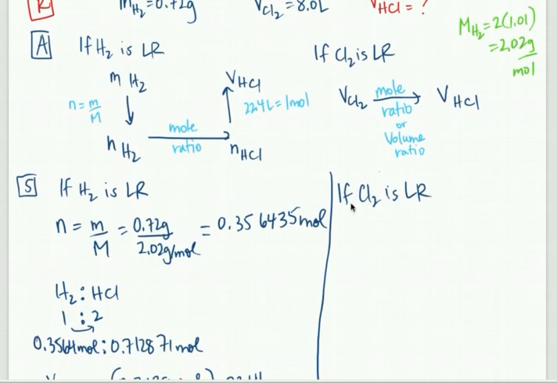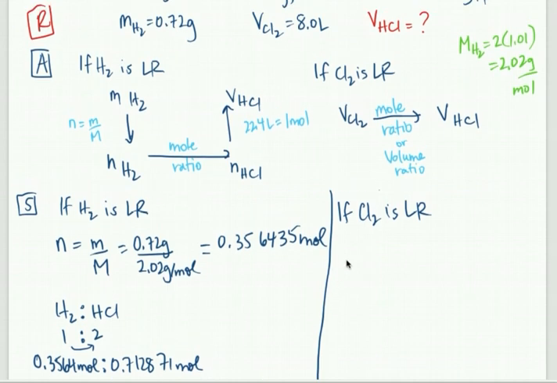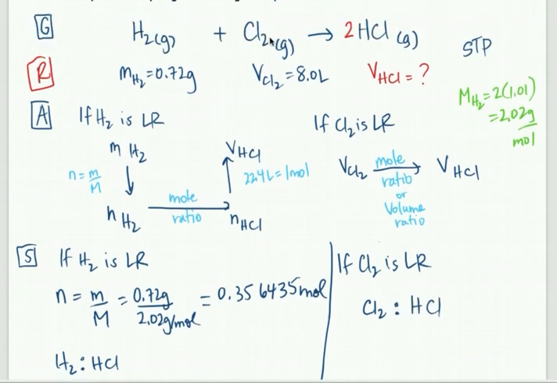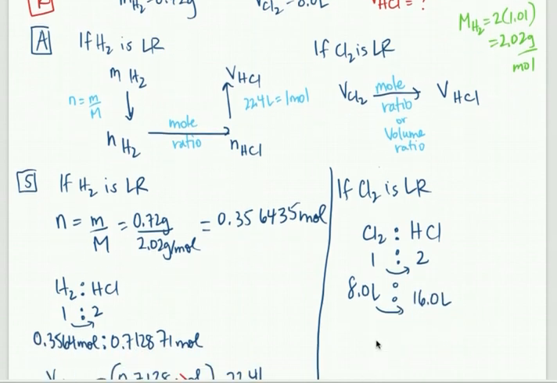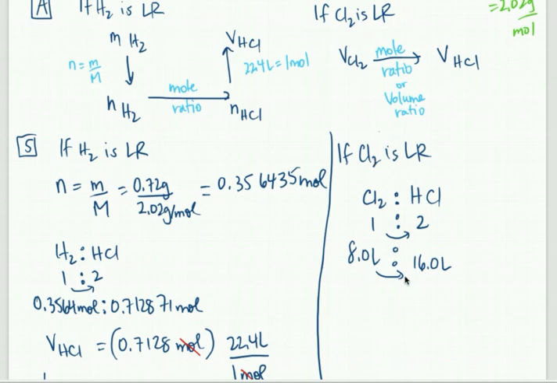So now we're going to check to see what if chlorine is the limiting reagent. We know that we have the volume of chlorine here, and we're going to go right to the mole ratio of chlorine to hydrogen chloride. So it's a 1:2 ratio. If I already know that the volume is 8 liters, I can use a volume ratio here and see how when we go from 1 to 2, we doubled it. So I'm going to double the 8 liters to 16 liters. So we found our volume of hydrogen chloride just by using the volume ratio.